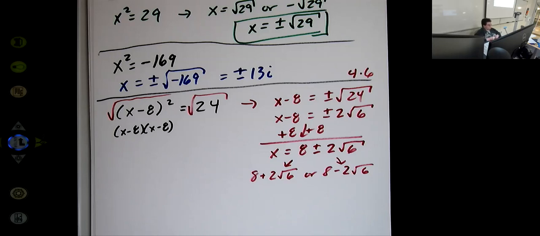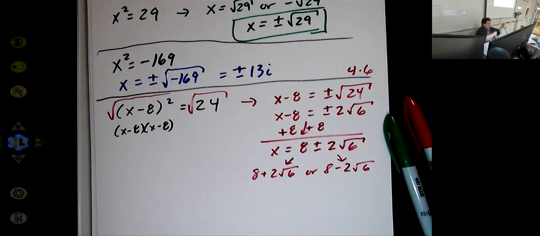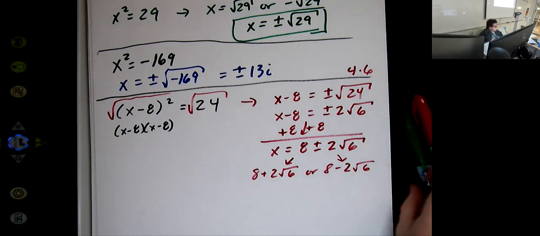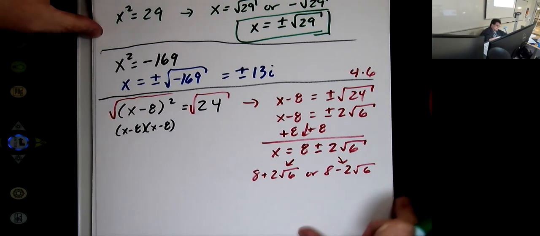That's pretty straightforward, not too bad, right? What is probably the most useful skill, but the hardest one to master, is called completing the square. So let's take a look at that.